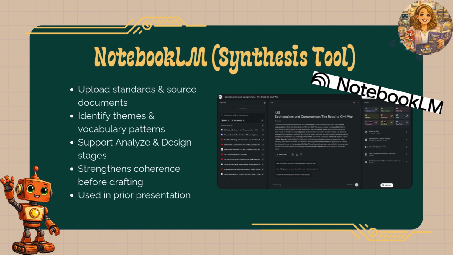Notebook LM only works from documents you upload. That's powerful for instructional design. When I was designing my Civil War unit, I uploaded TEKS standards, pacing documents, and primary sources. Notebook LM helped me see patterns, recurring vocabulary, thematic overlaps, and connections across documents. It didn't design the lesson, but it helped me see coherence across materials before I started building activities. For me, its strength is in its synthesis during the analyze and design stages of our backwards design.